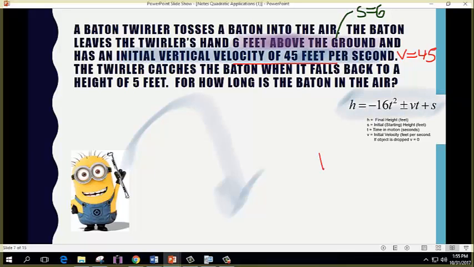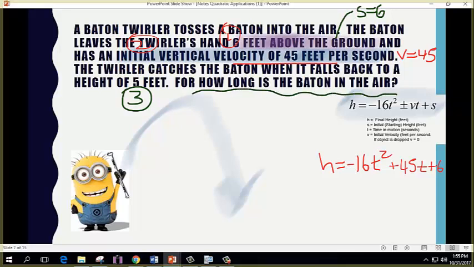So the height of the baton is negative 16 t squared. Remember, that's always going to be the same. Then we include our velocity, which is plus 45, and don't forget the t. And then you have your initial height, which is plus 6. So that uses those first two parts. But then you have this third part, this 5-foot part. It says the twirler catches the baton when it falls back to the height of 5 feet. For how long is the baton in the air?